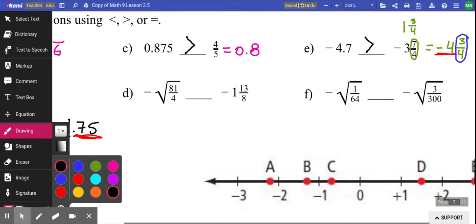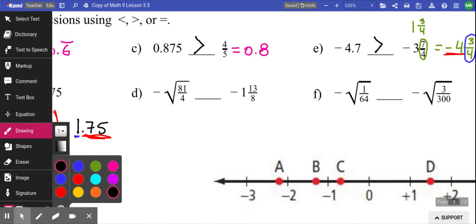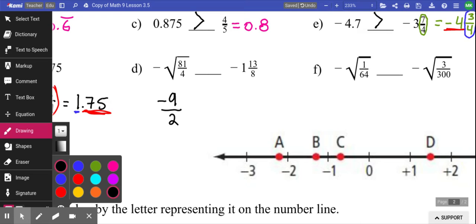If you look at D, if I do it really quickly, the square root of 81 is 9, so I have negative 9. Square root of 4 is 2. I have 9 over 2. 2 goes in 2, 4, 6, 8. It goes in 4 times, so I have negative 4. And then 1 over 2 left. That's the same thing as a negative 4.5.